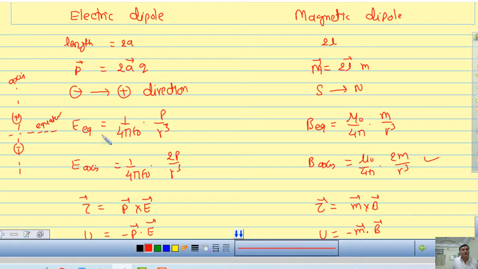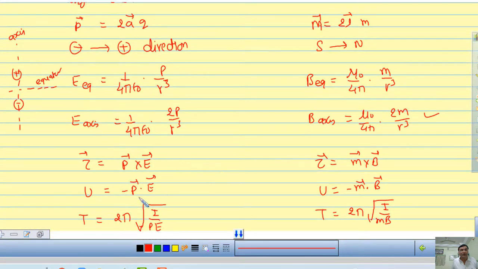Here the field is p upon r cube, with epsilon 0 in the denominator, and here mu 0 in the numerator. On the axis it is 2p upon r cube, here 2m upon r cube. We already derived this. Torque is equal to p cross E, here torque is equal to m cross B. U is equal to minus p dot E, here U is equal to minus m dot B. Periodic time is equal to 2 pi root I upon pE, here T is equal to 2 pi root I upon mB.